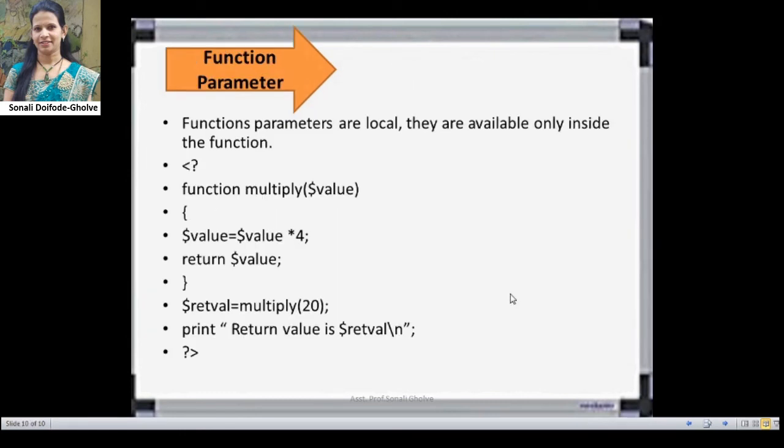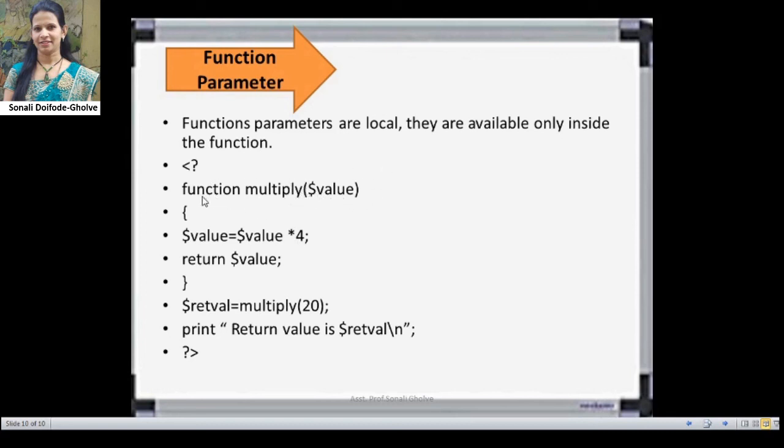Last one is the function parameter. Function parameters mean what? Function parameters are local. They are available only inside the function. We can use them only inside a function. Function parameters are declared within the brackets after your function name.